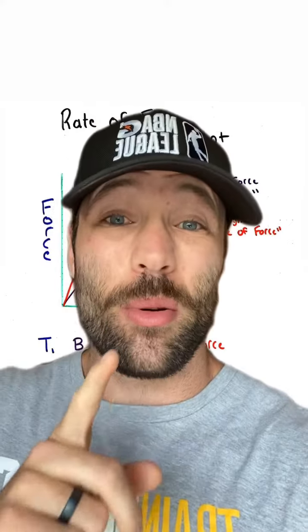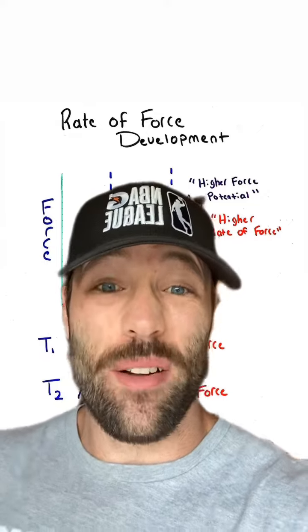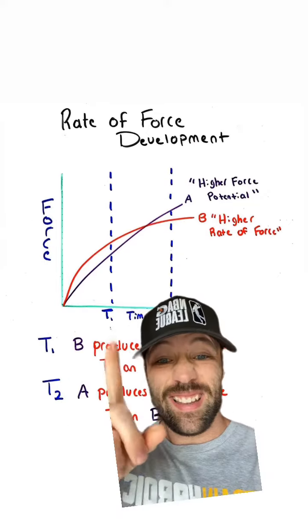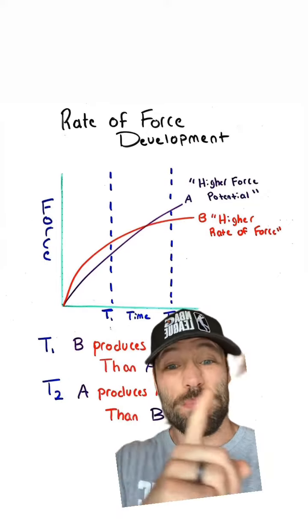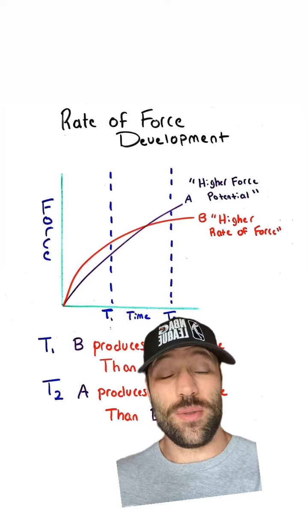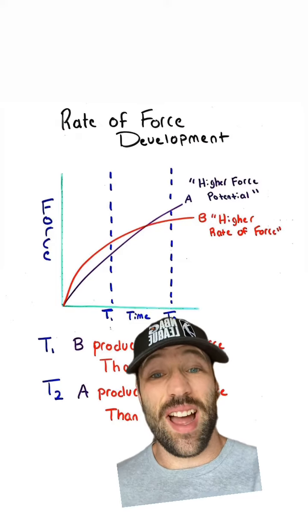Here's a really important concept for all athletes. It's called rate of force development. This graph is just force by time. So the y-axis is force, the x-axis is time.